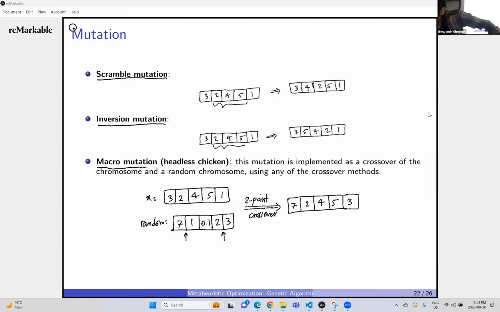Macro mutation, or headless chicken. What does it do? This mutation is implemented as a crossover of the chromosome and a random chromosome. So you take the chromosome, you generate a random chromosome, then cross over this chromosome with that random chromosome. Did you understand? So like this is X, this is a random solution. Then I use a 2-point crossover on them. This is a mutation. Okay.